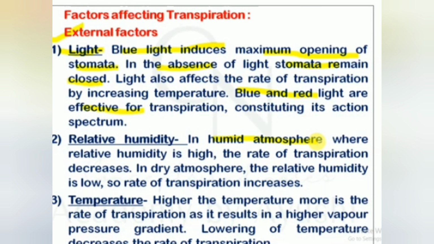Temperature. The higher the temperature, the more the rate of transpiration, as it results in a higher vapor pressure gradient. Lowering the temperature decreases the rate of transpiration.